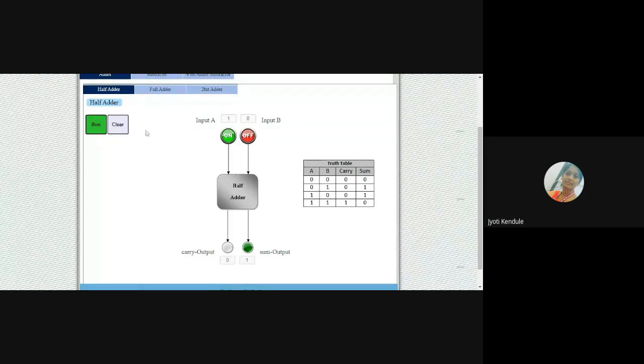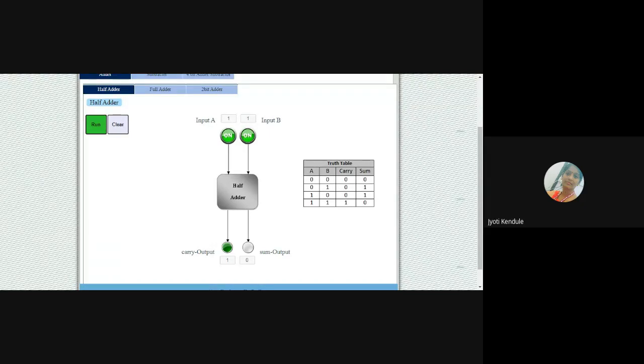And final row, both are 1, 1. दोन्ही 1, 1 करायचे. What is the output? Carry 1, summation 0. We know that 1 plus 1 is 0 with carry 1. We will run this. See, sum is 0. LED glow नाही झालेला इथला, so it is a 0. Carry output is 1. So 1 plus 1 is 0 with carry 1. This is very simple. Half adder is there.